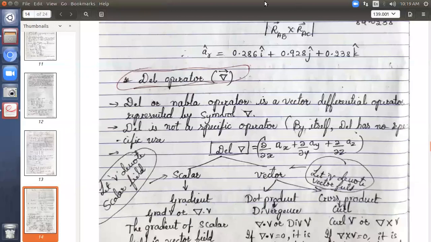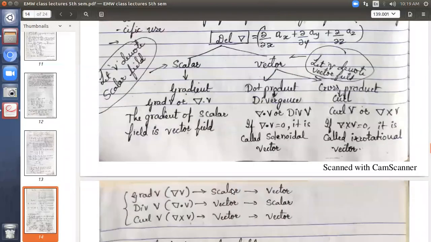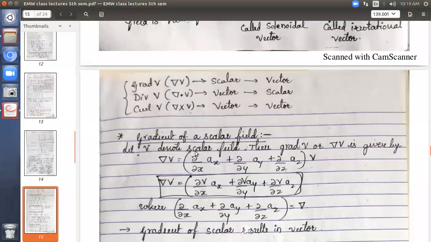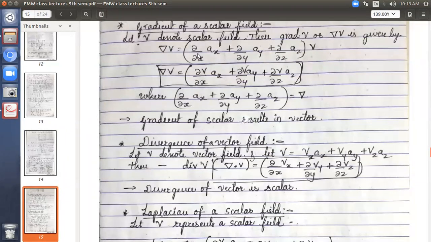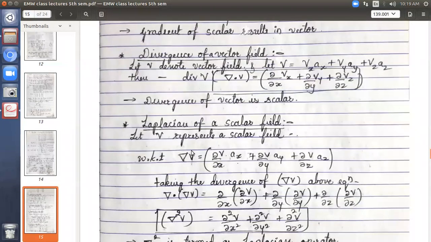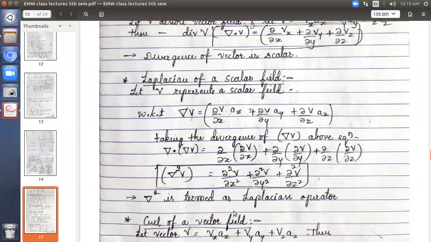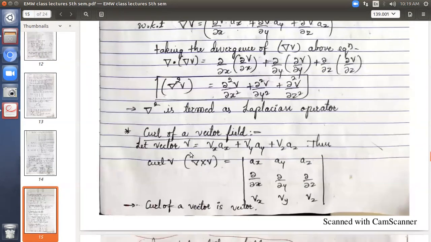And one more thing we have seen in the previous class regarding the Laplacian. Whatever gradient value you get, this square box I have written, if you apply divergence to this, we have seen gradient and divergence separately. If we apply the divergence to a gradient, we will get del square. It is termed the Laplacian operator. And we have seen how the curl is got. It is by using the determinant.